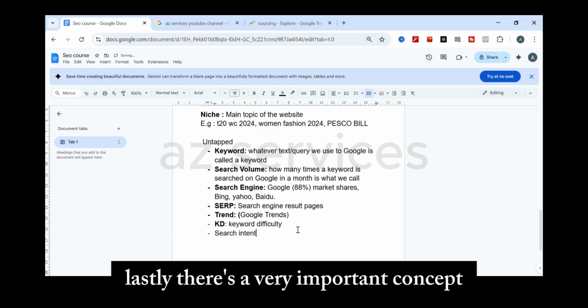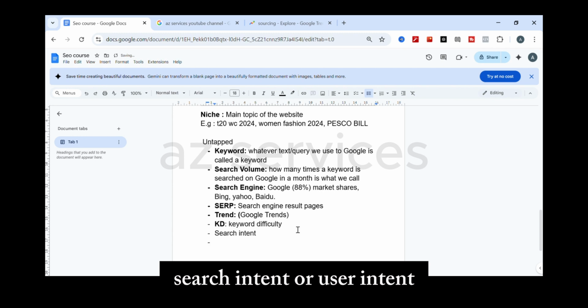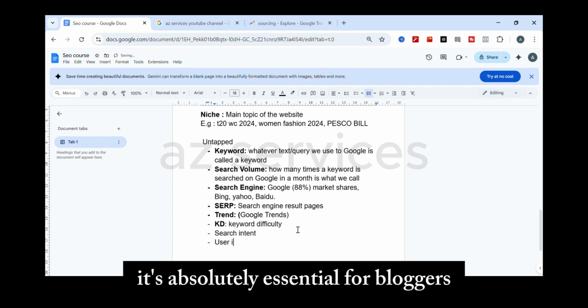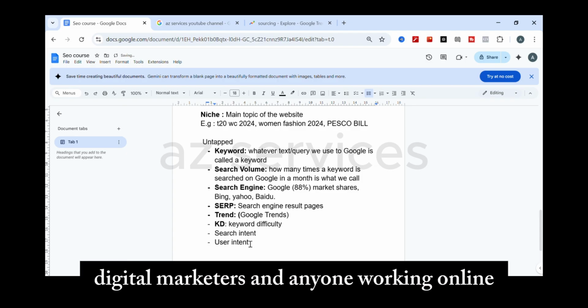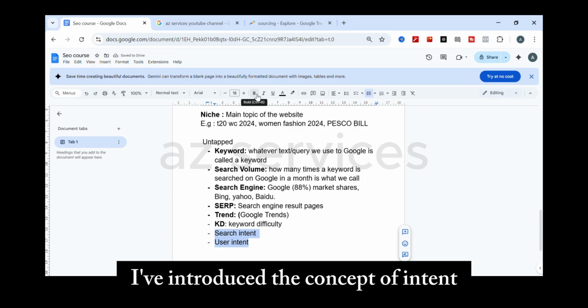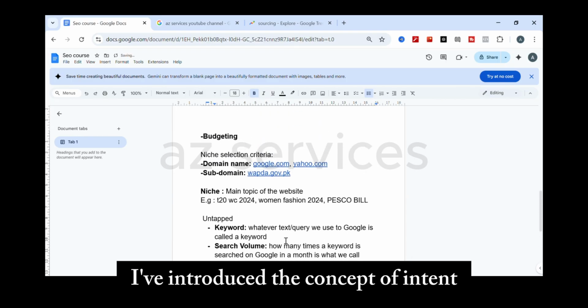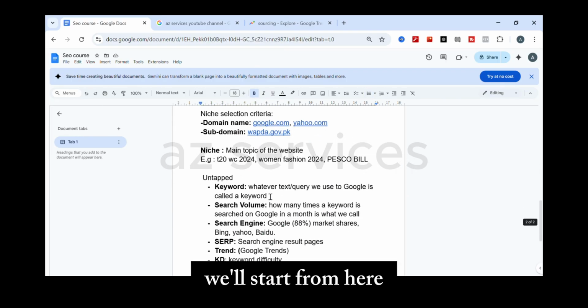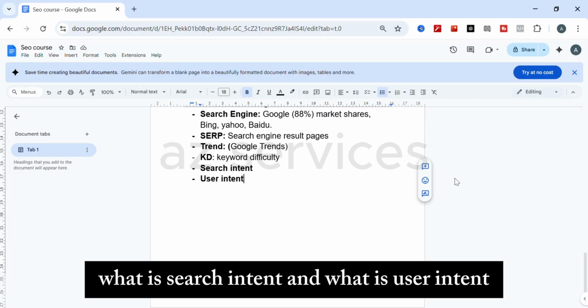Lastly, there's a very important concept, search intent or user intent. You need to understand this clearly. It's absolutely essential for bloggers, digital marketers, and anyone working online. I've introduced the concept of intent in today's lecture, and in the next video, we'll start from here. What is search intent and what is user intent?